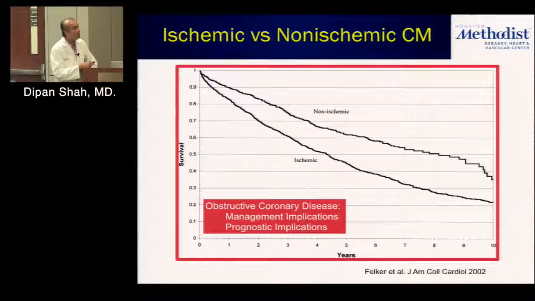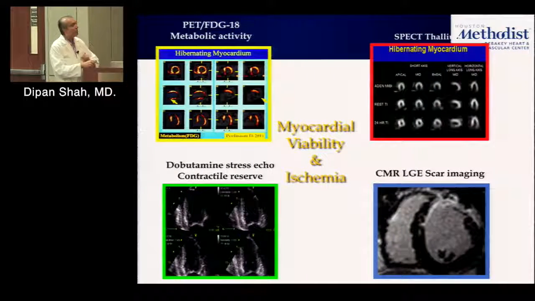If somebody has coronary disease that's leading to their LV dysfunction, that's when we're going to think about the dual antiplatelet therapies, statin, beta blockers, and ACE inhibitors. And also, in addition to that, it has prognostic implications as well, which is that patients with ischemic cardiomyopathy in general tend to do worse than patients with non-ischemic cardiomyopathy. So is there a role for imaging in trying to help determine ischemic from non-ischemic? And so obviously we have all these different viability testing techniques available.